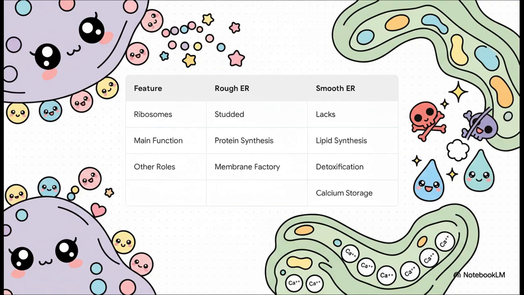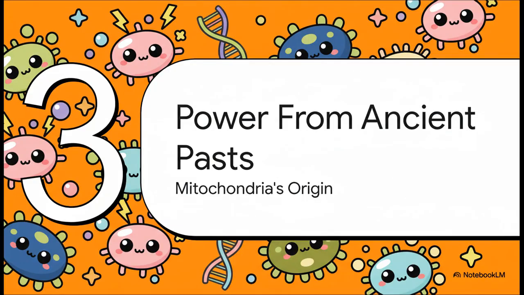And then you have the smooth ER, no ribosomes. It specializes in other really crucial jobs, like making lipids, detoxifying poisons in your liver cells, and storing calcium. Okay, so we've got manufacturing and shipping covered by that assembly line. But what about power? Where does all the energy for this activity even come from?